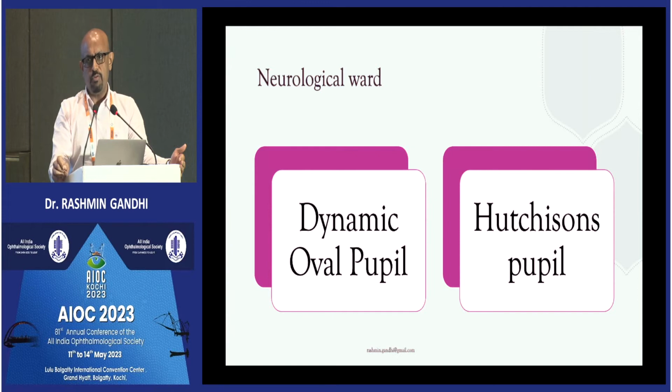But if the pupil is involved, if there is a suspicion of pupil involvement, then the patient requires MRI or MRA immediately, because that's a potential aneurysm which can rupture and the patient can pass away.